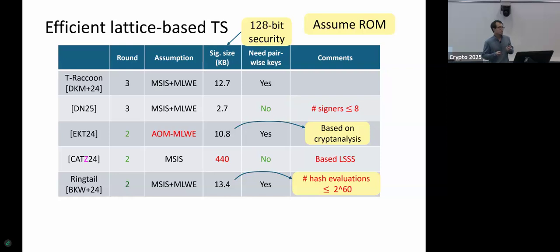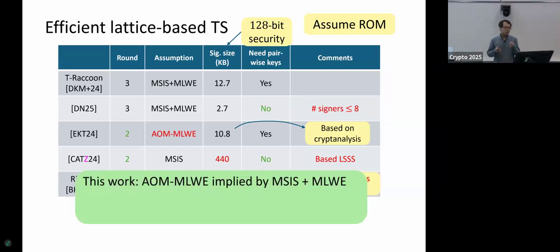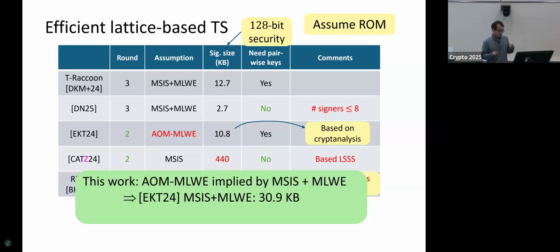So the key question is, could we get a 2-round scheme that is secure under standard assumptions with comparable signature size without any heuristics? And we give an affirmative answer in this work. Our main result shows that, surprisingly, this non-standard assumption is actually implied by a standard assumption. And this implies that the EKT scheme is secure under the standard assumption. Based on our security analysis, the estimated signature size is about 30 kilobytes. It is worse than the cryptanalysis-based parameters, but it's still in the same ballpark.